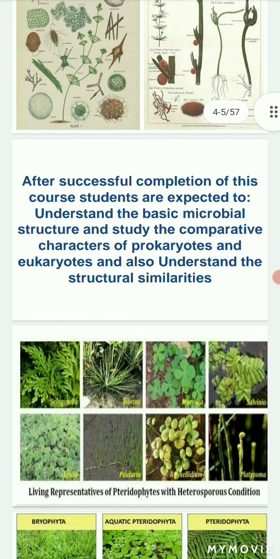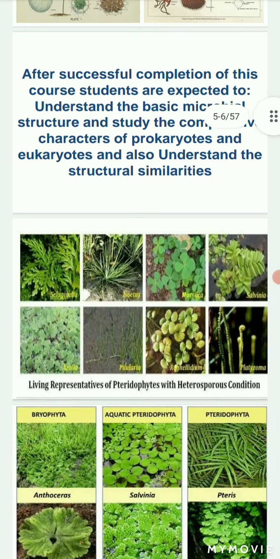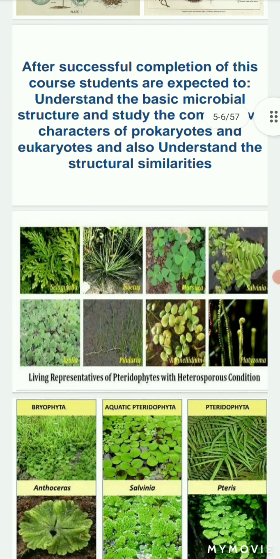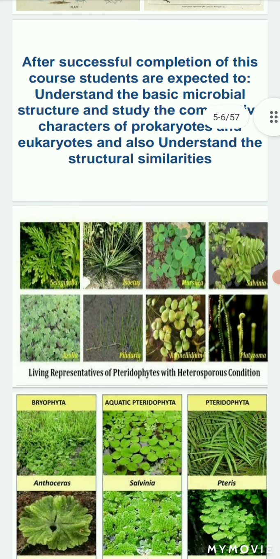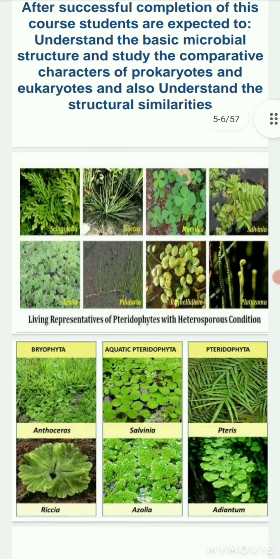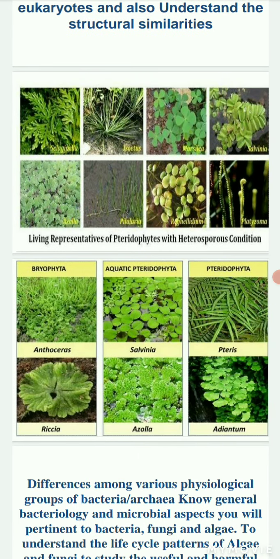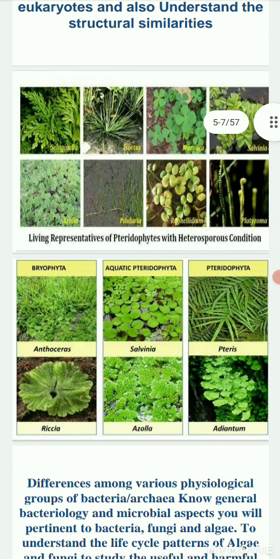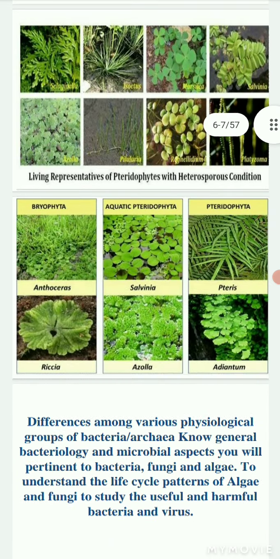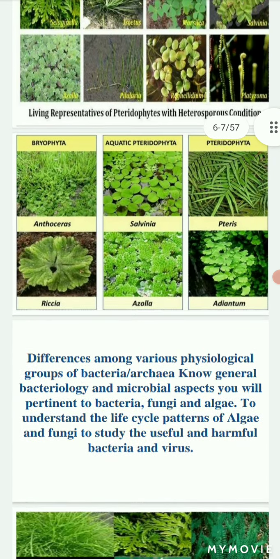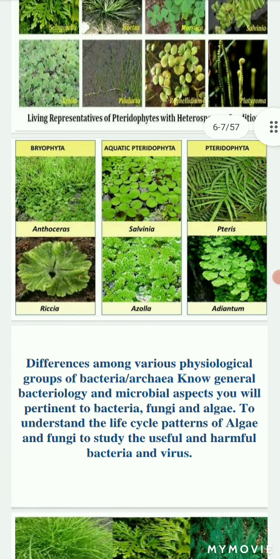So the next slide is showing living representatives of pteridophytes with heterosporous condition. Some of these are Selaginella, Isoetes, Marsilea, Azolla and many more. Then the below slide is showing Bryophyta, that is Anthoceros and Riccia, then aquatic pteridophytes, that is Salvinia and Azolla, and pteridophytes, that is Pteris and Adiantum. So these are the different types of genera which are found in cryptogams.